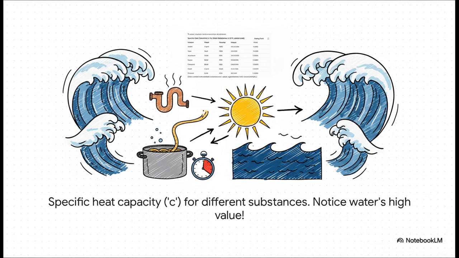Now, take a look at some of these values for C, the specific heat capacity. Check out water. Its value is a whopping 4,186 joules per kilogram per degree Celsius. Now compare that to something like copper, which is way down at 385. This means water needs over 10 times more energy to heat up than copper does. This super high specific heat is why oceans can absorb so much heat from the sun, and why it feels like it takes forever to boil a pot of water for pasta.